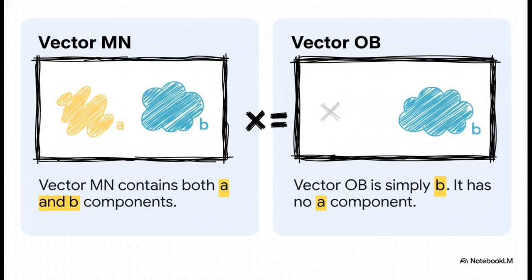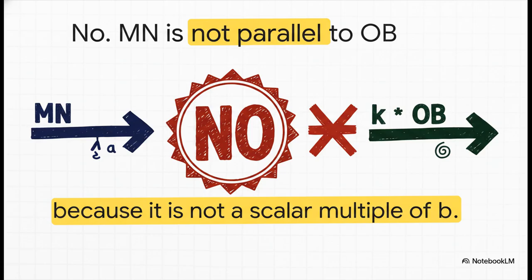And here's the golden rule for parallel vectors. One has to be a simple multiple of the other. That just means you can multiply one by a number, like 2 or -3 or 1/2, and get the other one. You're just stretching or shrinking it. You can't introduce a whole new direction, which is exactly what the A vector represents here. So the answer is a big, clear no. And the reason, and this is what gets you the mark, is that MN is not parallel to OB because you can't write it as just a number times B. That pesky A component makes it impossible.